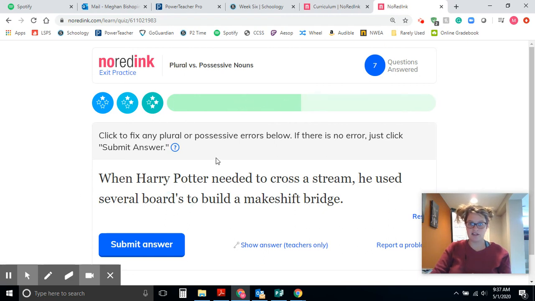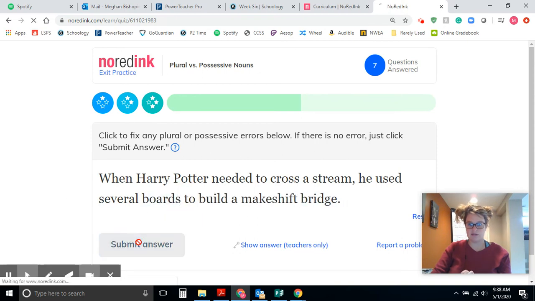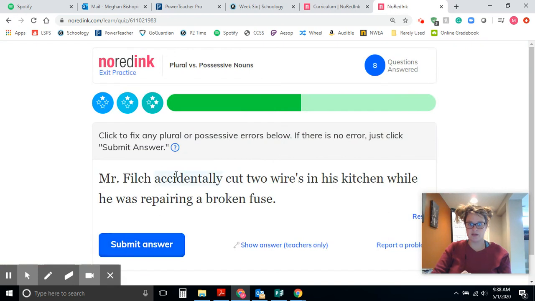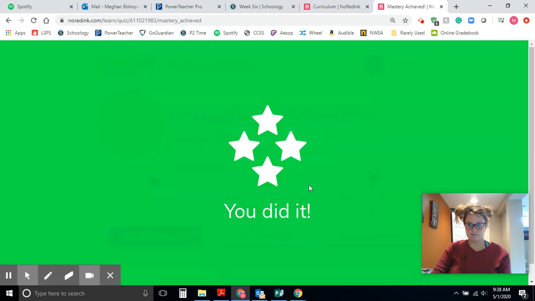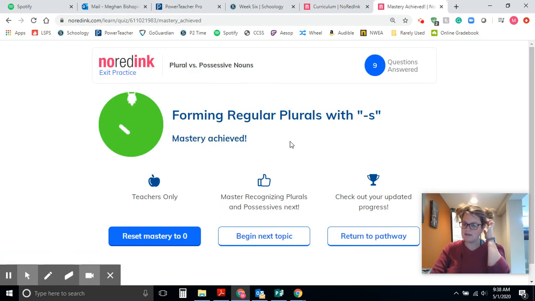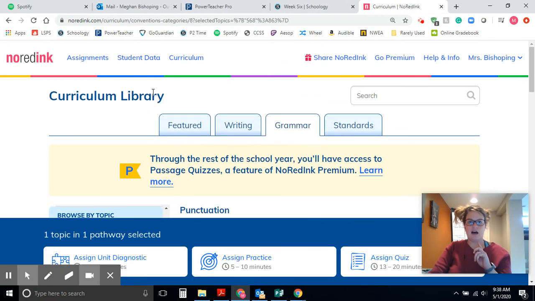When Harry Potter needed to cross a stream, he used several boards to build a makeshift bridge. And then you can see my bar is halfway filled. He accidentally cut 2 wires in his kitchen while he was repairing a broken fuse. So this one didn't have it, but last time I did it, there were some sentences that had a possessive phrase, and then it had another apostrophe later in the sentence. Please make sure you're being careful of that.